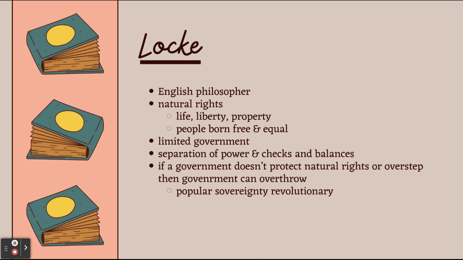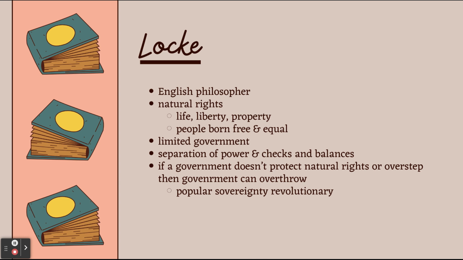While Aristotle is often considered the father of political science, John Locke is hugely influential within the United States government specifically. He was an English philosopher. One of his big things was this idea of natural rights. So he was the first to develop this concept of natural rights, which he defined as life, liberty, and property.